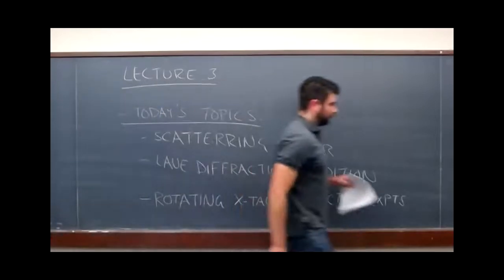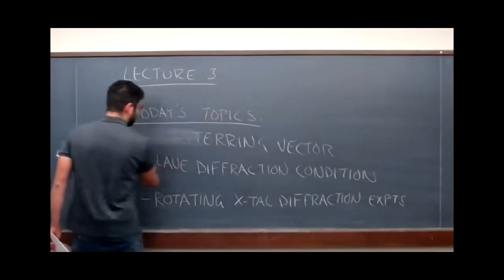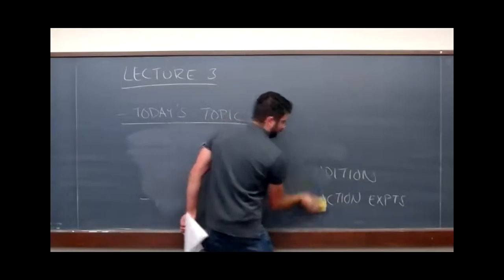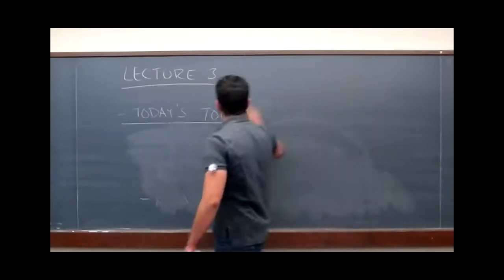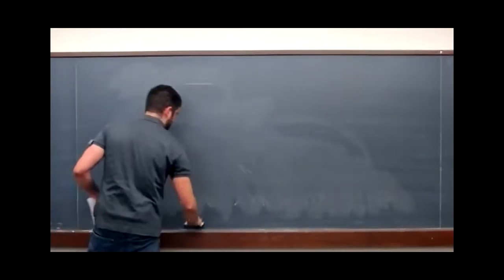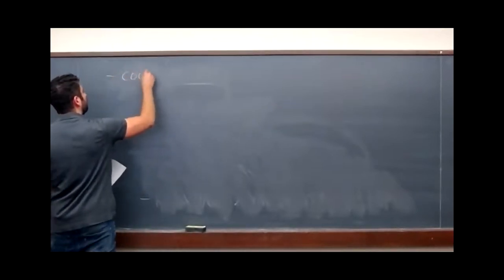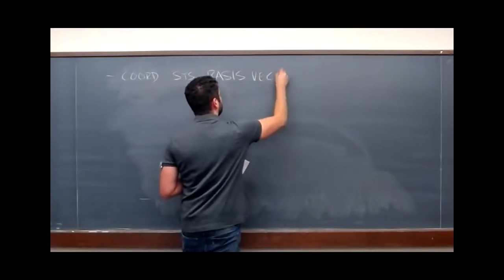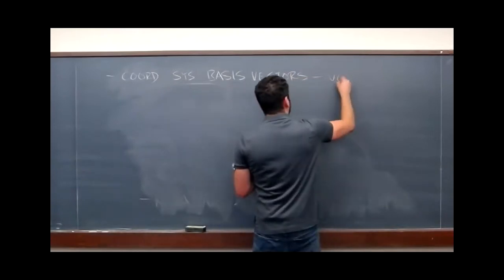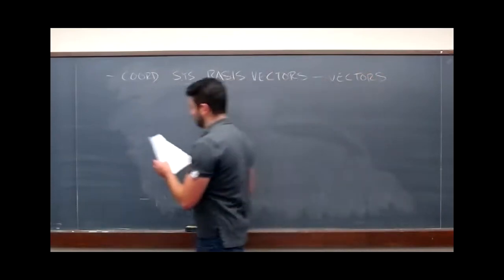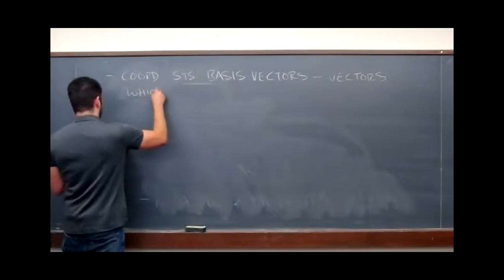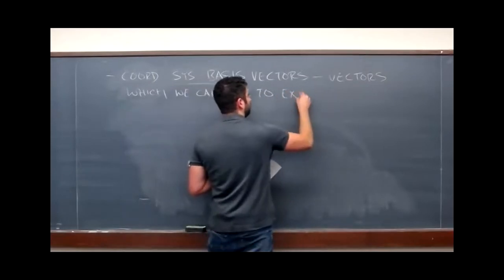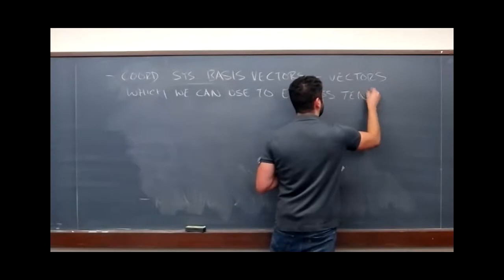So before I get started, I just want to do a quick review to make sure we don't get confused as we go along today, because during the last 2 classes, I've been talking about a couple different types of basis vectors. We still have that problem between a coordinate transformation and a rotation. So very quickly, coordinate system basis vectors are vectors which we can use to express tensor components.